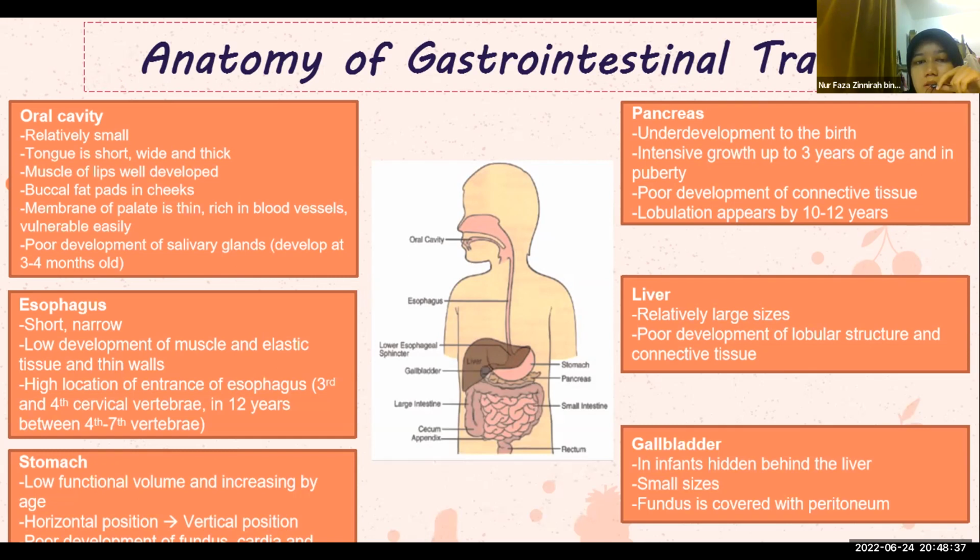For the pancreas, it is underdeveloped at birth, and there will be intensive growth up at 3 years of age, and also in puberty. There is also poor development of the connective tissue, and the lobulation will be at risk by 10 to 12%. The liver is relatively large size, and there is a poor development of the lobular structure and connective tissue. And for the gallbladder, in infants, it is hidden behind the liver, small size, and the fundus is covered with peritoneum. Next.